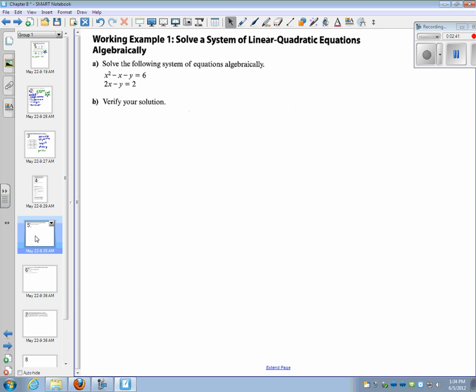So this is example 1, solving a linear quadratic algebraically. Solve it algebraically and verify your solution. So let's try substitution first. What we need to do is get only one of them equal to y. Let's get this one equal to y because it's smaller. So we could say that negative y is equal to 2 minus 2x. So I could say y is equal to negative 2 plus 2x.